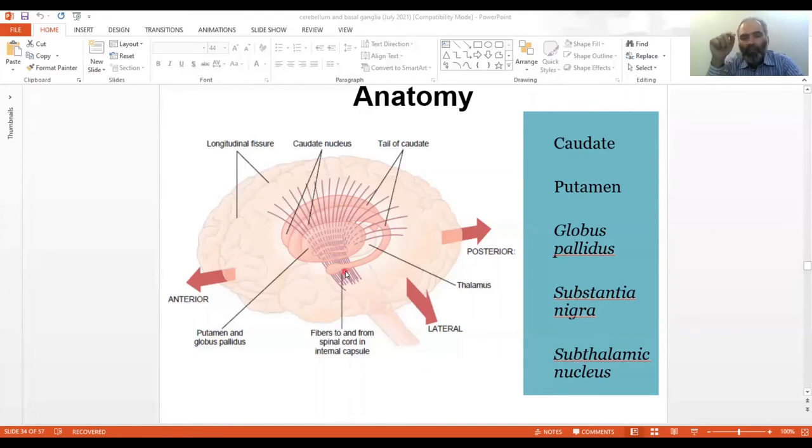How exactly and where do they go through? If you remember the descending motor system lecture where I was talking about the corticospinal tract, I mentioned a place called, if you remember, the internal capsule. So imagine that the internal capsule is here somewhere. We will look at it in a bit more detail.